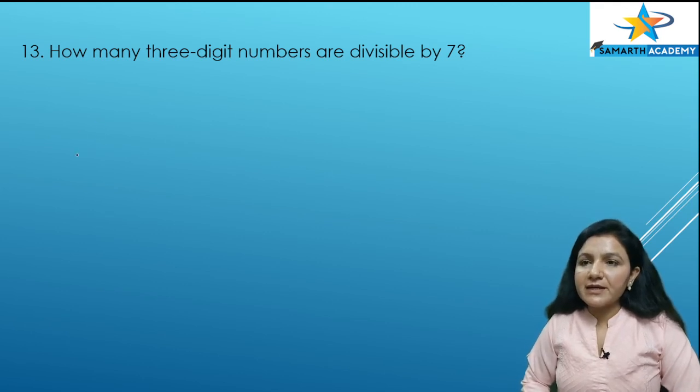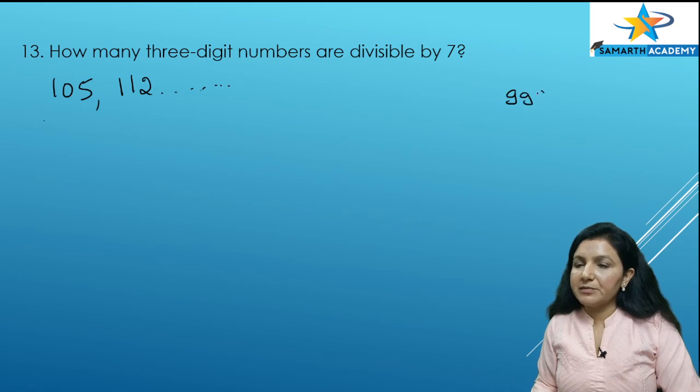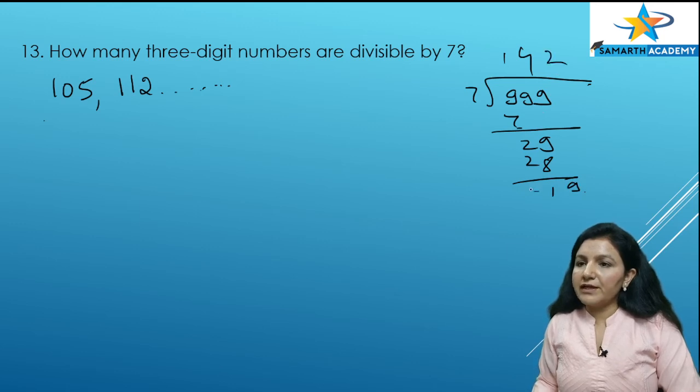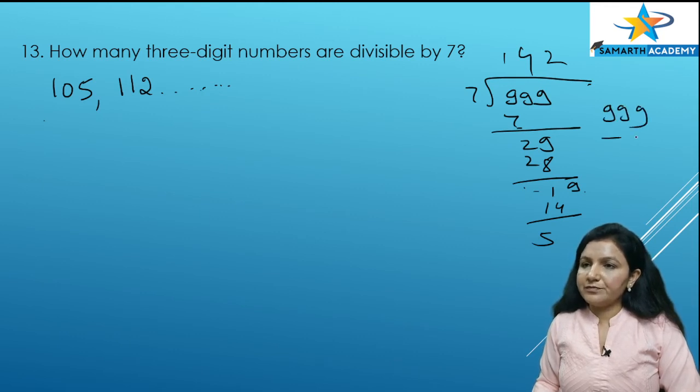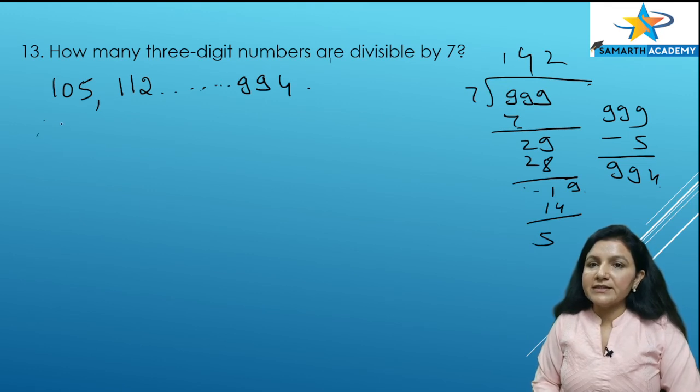How many 3-digit numbers are divisible by 7? So, the first 3-digit number divisible by 7 is 105. So, 105 plus 7 is 112. To find the last number that is divisible by 7, what will we write? We'll write the greatest 3-digit number 999 divided by 7. 7 ones are 7, 2 remains, 9, 4s are 28, 1 remains, again 9 comes down, 2s are 14, 5 is the remainder. So 999 minus 5 is 994, which is the last 3-digit number that is divisible by 7. Now he is asking how many, so n is asked.